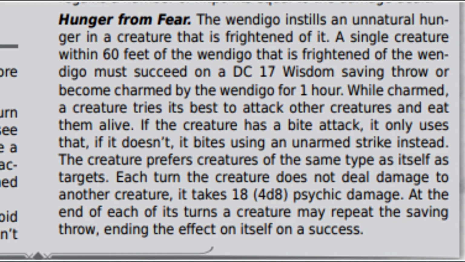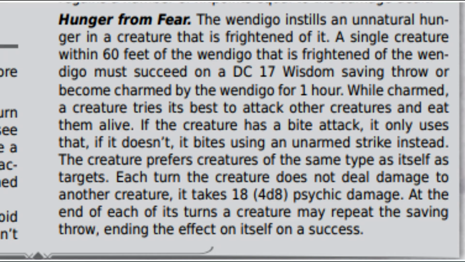The real coup de grace of this creature is its Hunger from Fear ability that affects anyone frightened in a 60-foot range of the Wendigo. This makes the sorry sap have to do a DC 17 wisdom saving throw or else be charmed to the Wendigo for an hour. And not just any charm, it also makes you attack anyone nearby you other than the Wendigo, which probably is your party members. And to add insult to injury, if you don't bite down someone on your turn, you take 4d8 psychic damage.